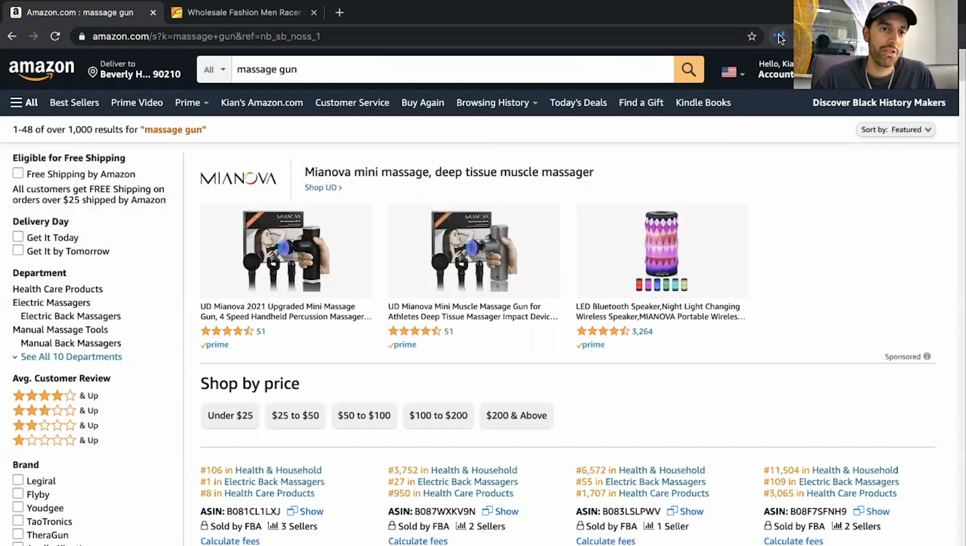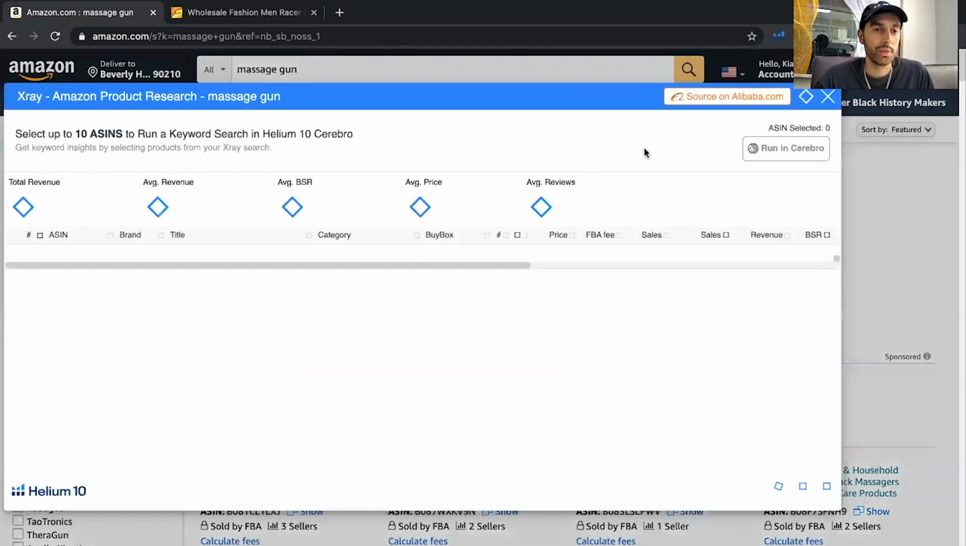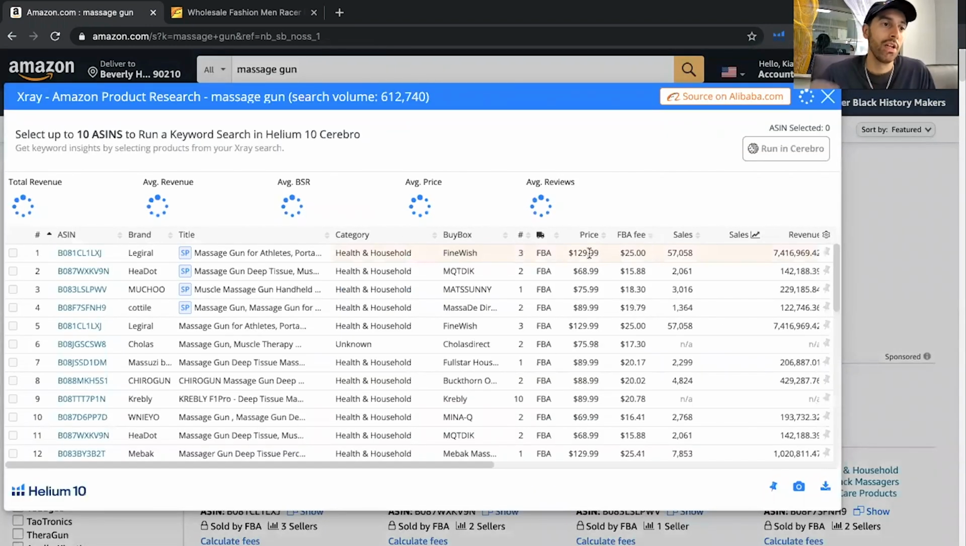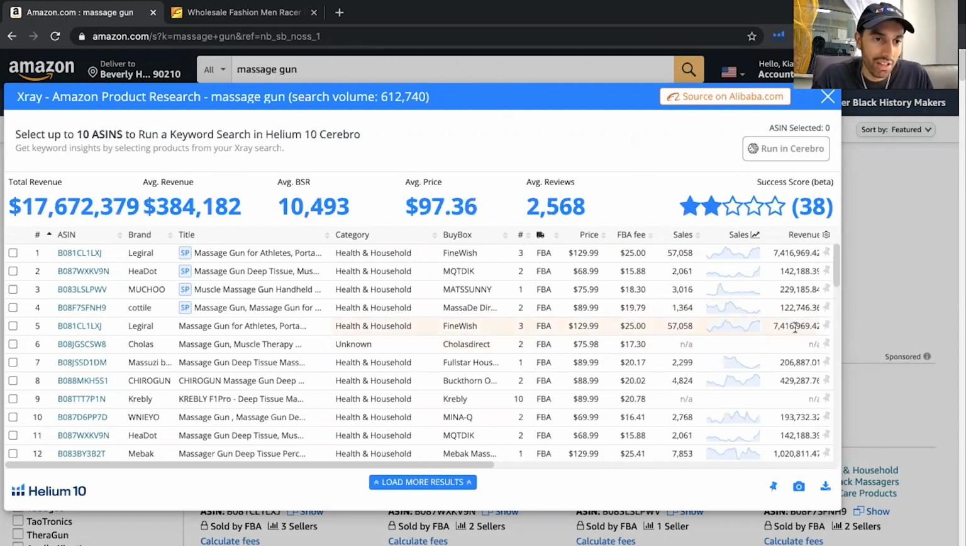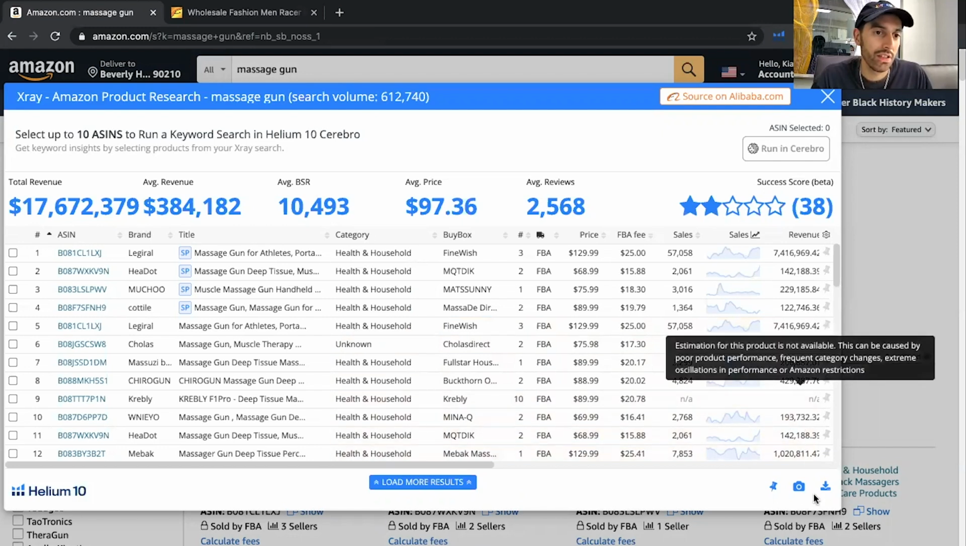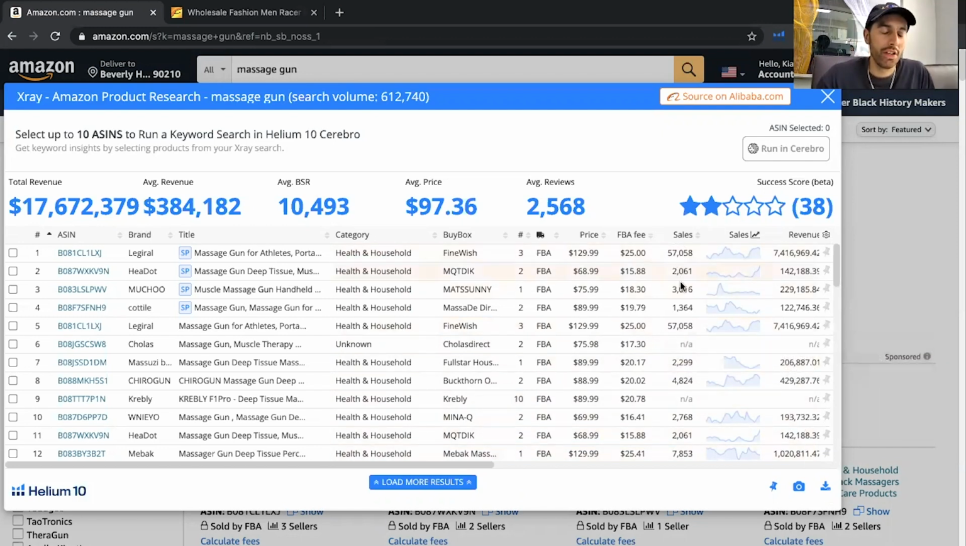So again, we've typed in massage gun. We're going to launch X-ray. This might take a while to populate because there's a lot. Look at that, 612,000 searches per month. Interesting. I bet the revenue for this category will be massive. You can already see here, this guy, $7.5 million per month. Wow. All right, this one does like 17.6 million. This guy is killing it. All right, 200K per month, 430K per month, 1 million per month. Jeez. You can also see here the number of sales per month as well, which is cool.